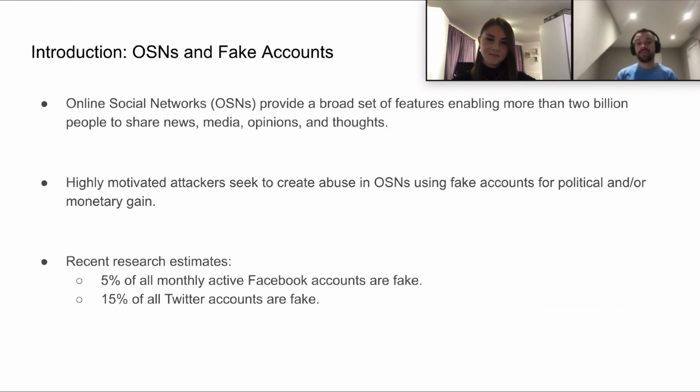Online social networks, OSNs, such as Facebook, Twitter, or LinkedIn, provide a broad set of features enabling more than 2 billion people to share news, media, opinions, and thoughts. The scale and scope of these OSNs in turn attract highly motivated attackers who seek to abuse the platform and its users for political and monetary gain. The prevalence, impact, and media coverage of harmful social media accounts has increased with the growth of the platforms. A key contributor to this problem is fake accounts that do not represent an authentic user and are created for the express purpose of abusing the platform or its users.